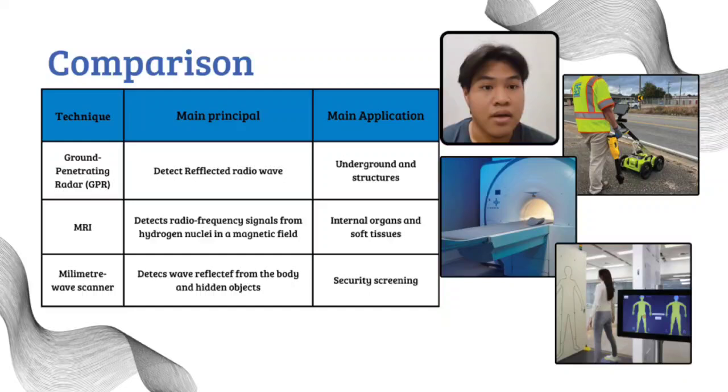Lastly, the millimeter wave scanner. It is used to detect waves reflected from the body and hidden objects. It is commonly used for security screening, especially at airports.